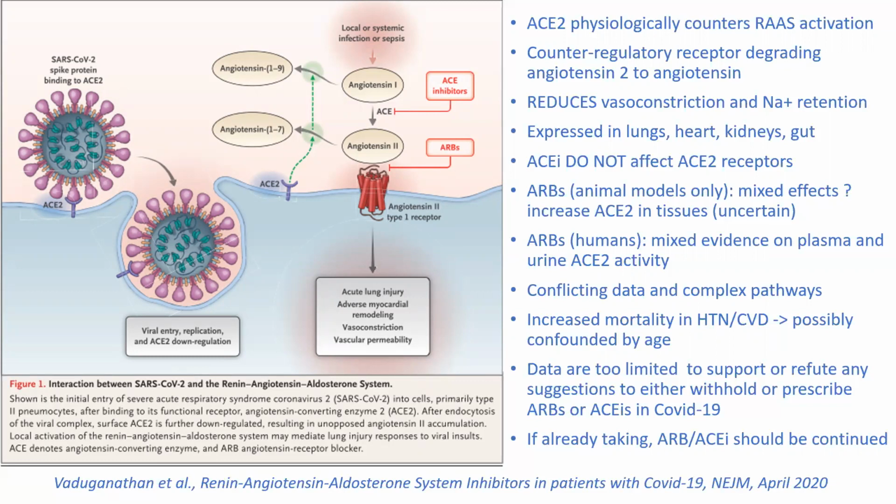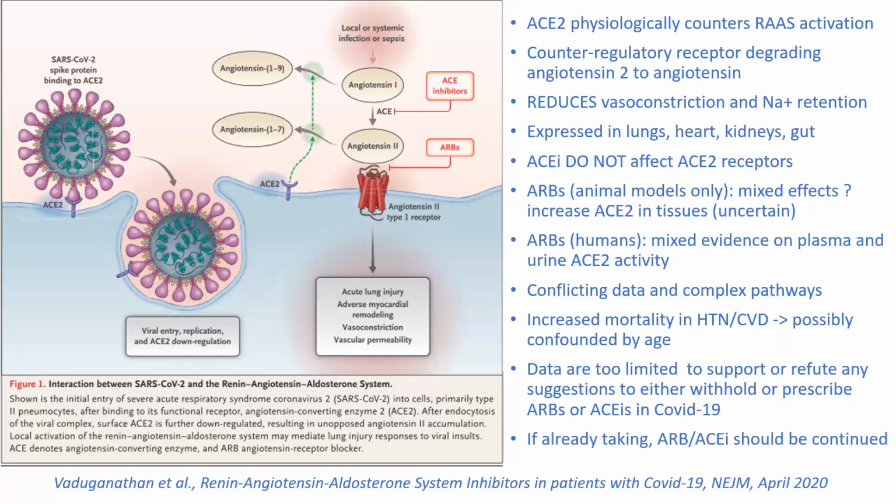It's important to note that ACE inhibitors aren't really related to these ACE2 receptors. There's mixed information about the interaction with ARBs on these receptors. There's some evidence from animal models that they may increase ACE2 in tissues, but this is very uncertain. And in humans, they've only measured plasma and urine concentration of ACE2 activity, and there's mixed evidence on this anyway. So the interaction between ARBs and ACE2 receptors is unknown. And overall, the pathways between all of these things are very, very complicated.